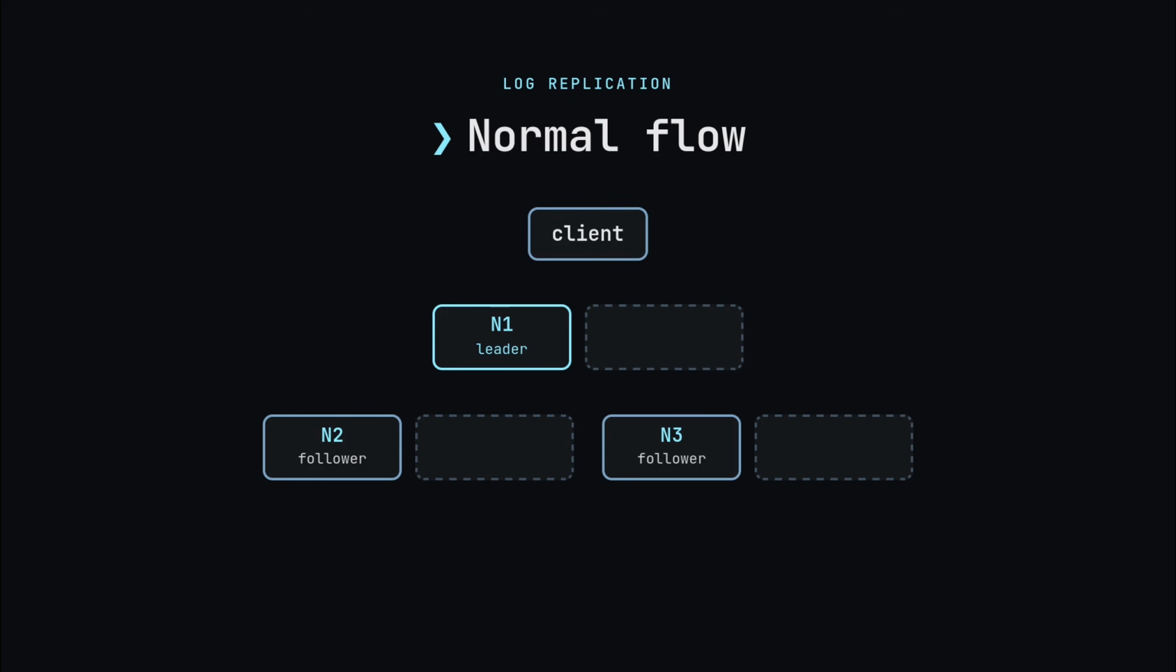Now, the normal flow. The client sits outside the cluster, obviously, and just to not get confused, a client is separate, right? It's not a follower, because followers, leaders, and candidates are all servers. The client is whoever wants to do something like set x equals 9, for example, through an application. The client sends that command to the leader, and the leader appends it to its own log first. Term 2, set x equals 9. Followers do not propose this, the leader does.